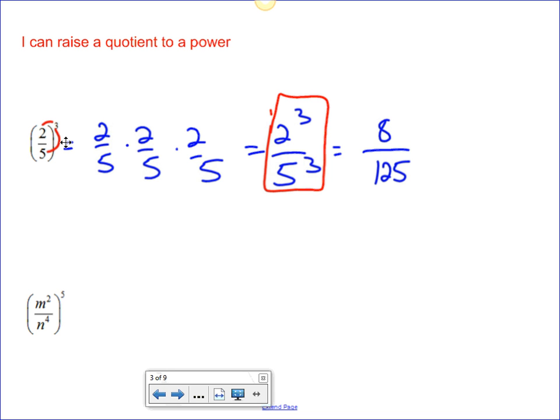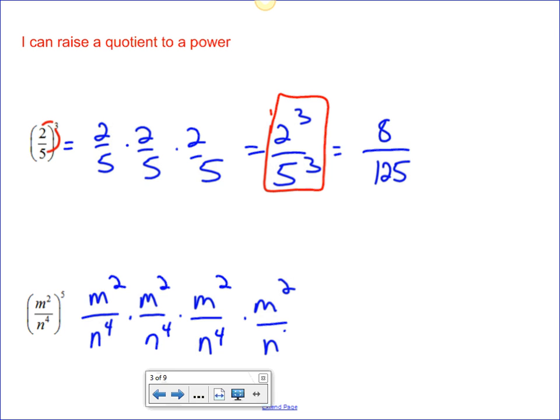Okay, so if I look at the second one, here I'd have m to the second over n to the fourth, times m to the second over n to the fourth, and so on, five of those in total. So what do I get? Well, on top, I have m to the 10th. And on bottom, I've got n to the 20th.